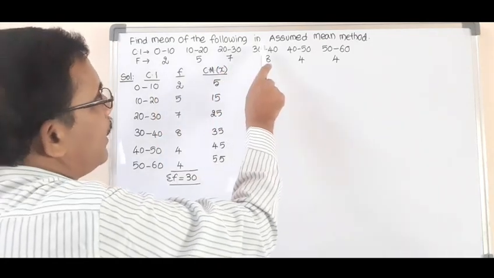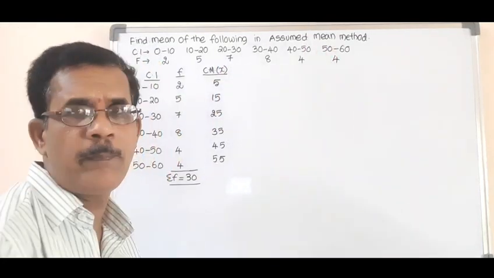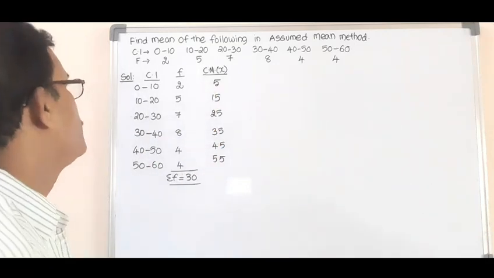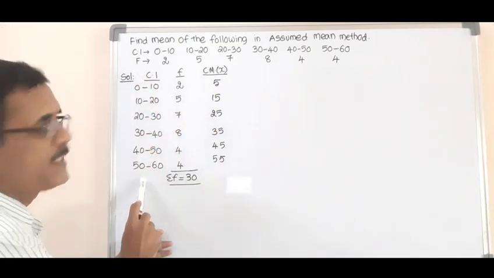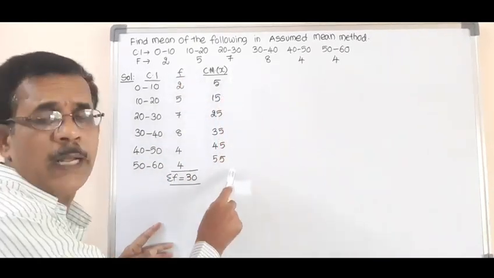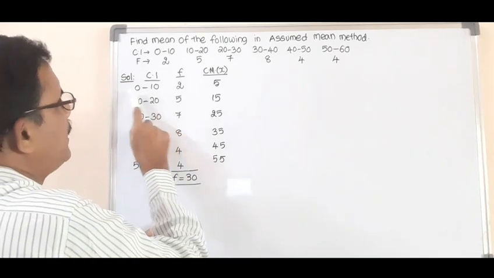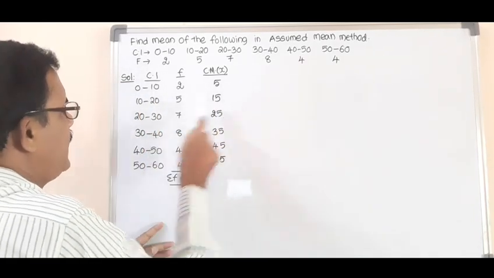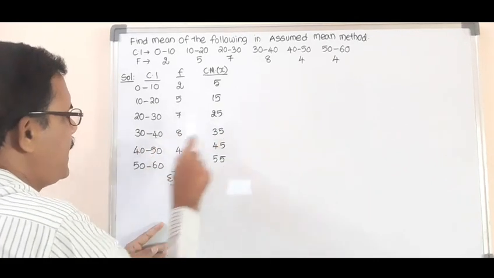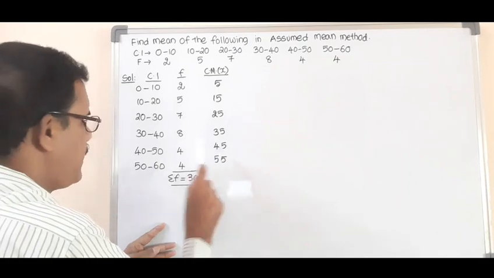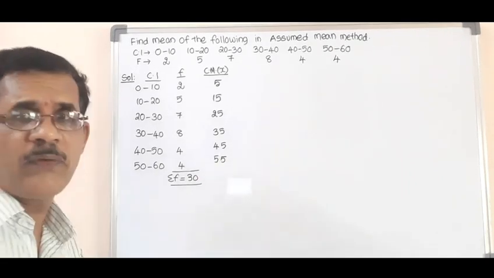Now let us do this problem. Find the mean of the following in assumed mean method. Class intervals and frequencies are given. In first column we will take class intervals, second column frequency, third column class marks. Class mark is 0 plus 10 by 2, 5. 10 plus 20 by 2, 15. 20 plus 30 by 2, 25. 30 plus 40 by 2, 35. 40 plus 50 by 2, 45. 50 plus 60 by 2, 55.